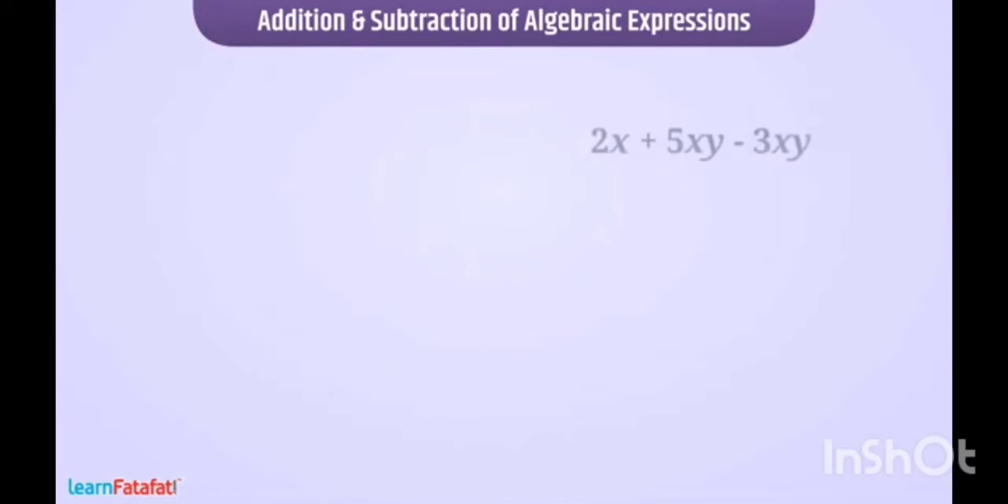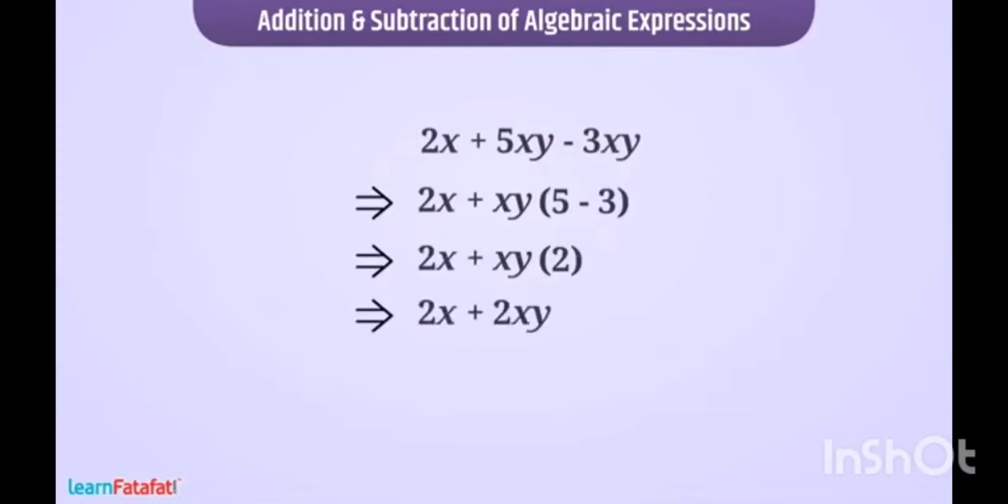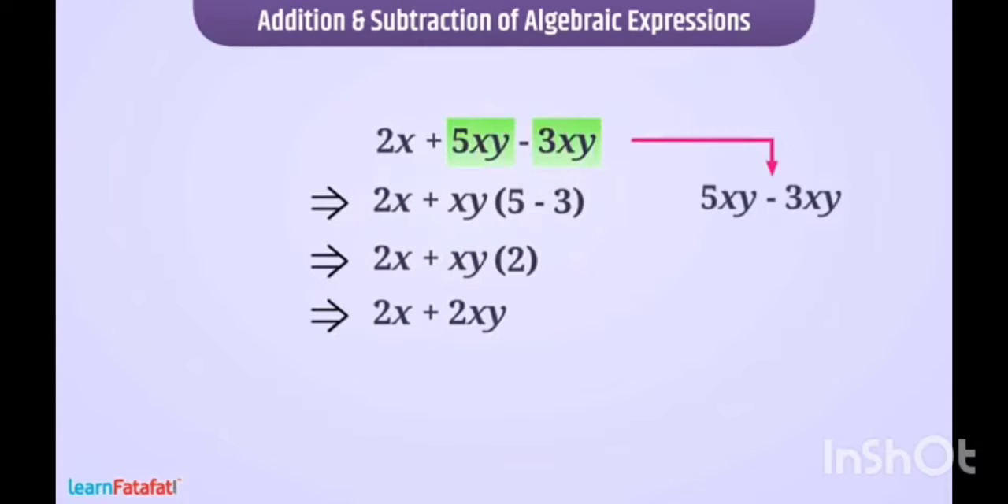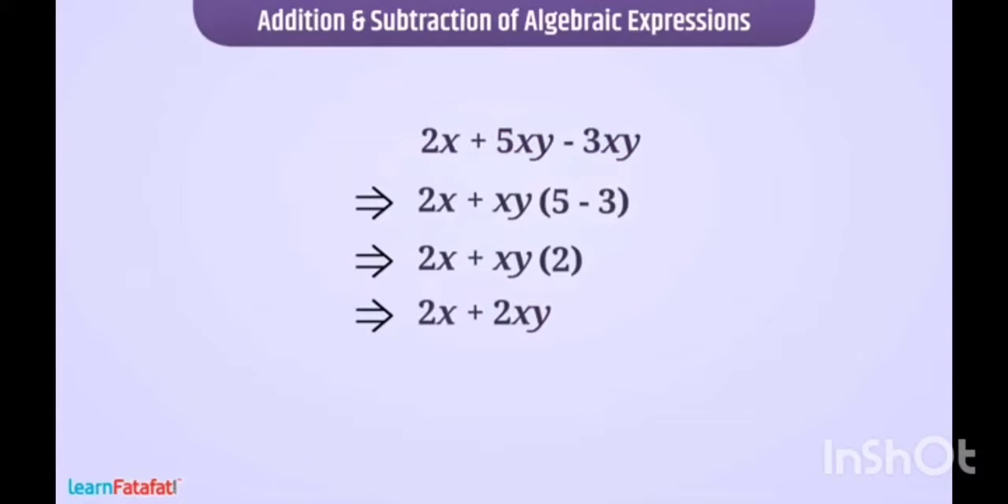In the same way, we can solve the expression 2x plus 5xy minus 3xy as shown, from which we can notice that the difference between two like terms is also a like term with numerical coefficient equal to the difference between the numerical coefficients of two like terms. We cannot carry out subtraction on unlike terms. Let's solve some examples.